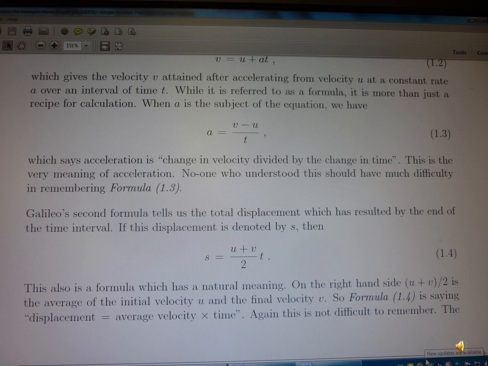And based on this equation, we can also write down the distance travelled. The distance travelled s is equal to v plus u divided by 2, multiplied by t. So the distance travelled is the initial velocity plus the final velocity divided by 2, multiplied by t. So this is the way we can also calculate the distance travelled.